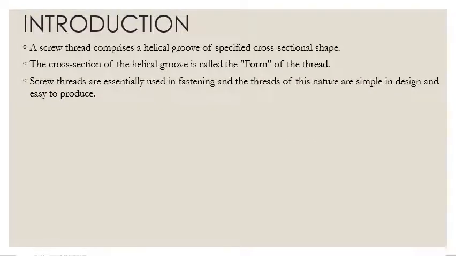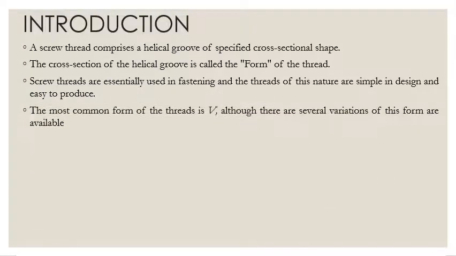This defines one of the important specifications of the threads. Screw threads are essentially used in fastening, and threads of this nature are simple in design and easy to produce. The most common form of the threads is V, though there are many variations in this form. Like in the V thread, there are metric threads and acme threads. There are many other forms of threads with variation in the thread angle and other things.